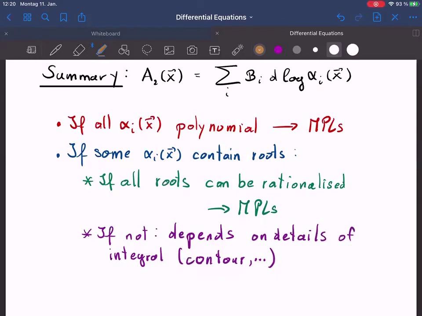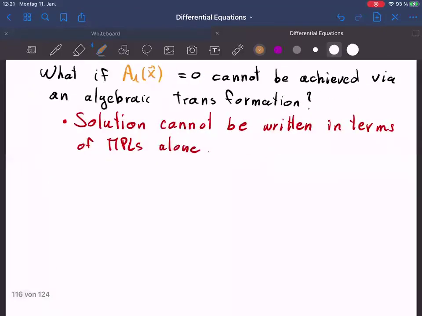Good. Then for the last 10, 15 minutes, let's spend some words on what happens in the case when A1 is not 0. So we said that here I could find a transformation, a rotation made out of algebraic functions, rational functions, square roots, such that I get to a canonical form, meaning A1 is 0 and the matrix is proportional to epsilon. So what if I cannot achieve A1 equals 0 by some rotation that is an algebraic function?